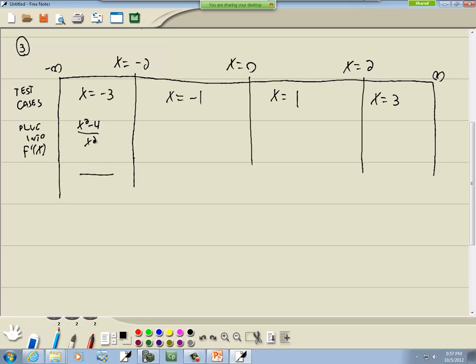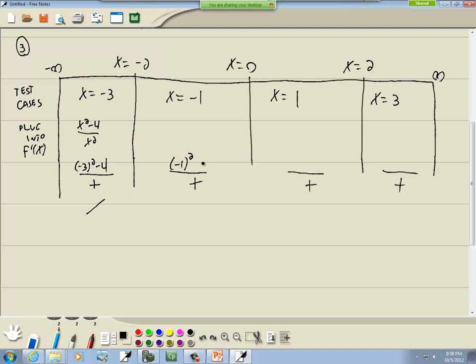Now all we care about is the sign. X squared is always positive, so we don't even need to plug it into the bottom part, because I know that's going to be positive no matter what. So let's plug it in the top part. We got negative 3 squared minus 4. Negative 3 squared is 9. 9 minus 4 is positive. Positive divided by positive is positive, so this is increasing.